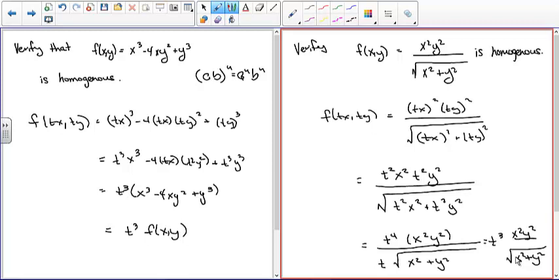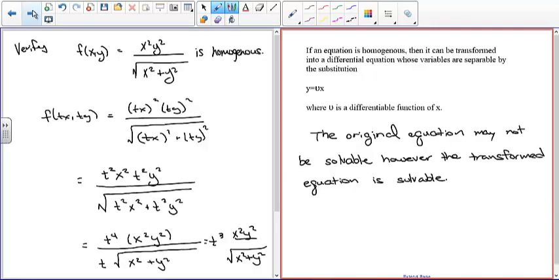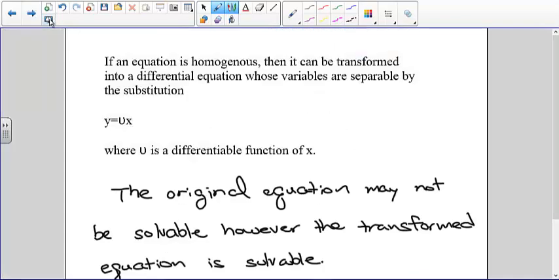It's just a coincidence that it's t cubed. It doesn't have to be t cubed. Okay, so that's how you determine whether something's homogeneous or not. So once you've done that, you can make this substitution.